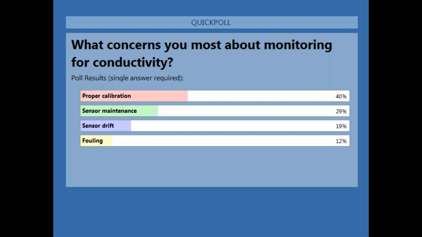So proper calibration, certainly, sensor maintenance and sensor drift and fouling. These are all things that you should be at least aware of and concerned for when you're wanting to make conductivity measurements. So fortunately, I'm going to discuss each of these.